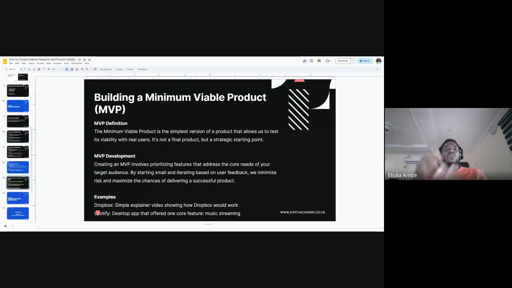So the only way to determine that was having an MVP. And they did that just from a Google form. They didn't need to get developers, pay millions of naira to get anywhere. It was just a very, very simple process. Creating an MVP involves prioritizing features that address the core needs of the target audience. What is that? What do I need?